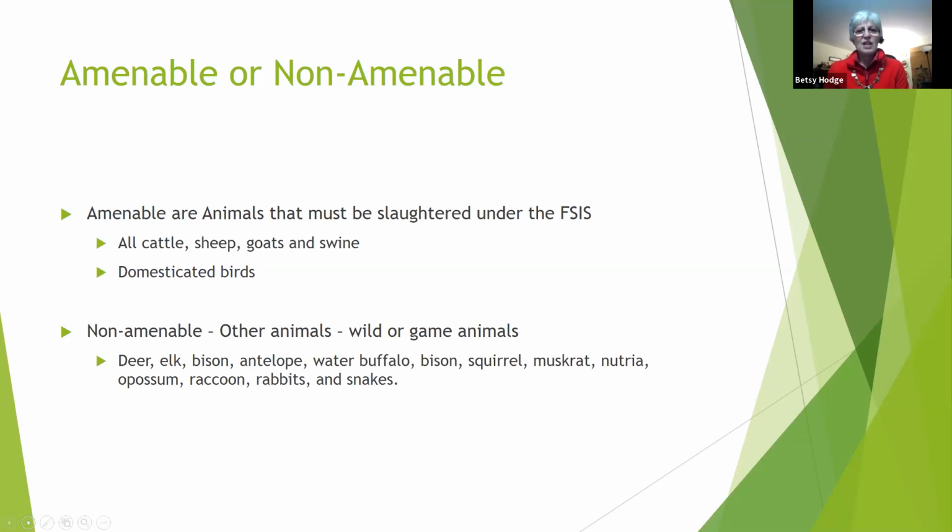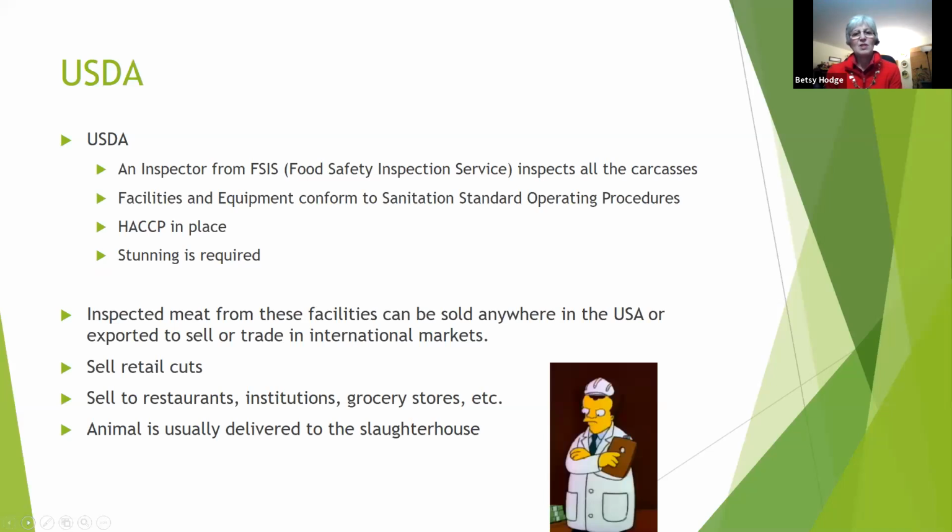Non-amenable would be the other animals, wild animals that are raised on a farm sometimes, even like deer and elk, bison, antelope, water buffalo, and this is out of the book, bison, squirrel, muskrat, nutria, I don't even know what a nutria looks like, opossum, raccoon, rabbits, and just in case you're raising snakes, you can have your snakes processed at a non-amenable plant. I didn't even know that was possible, but it is. Now, let's get more serious here.